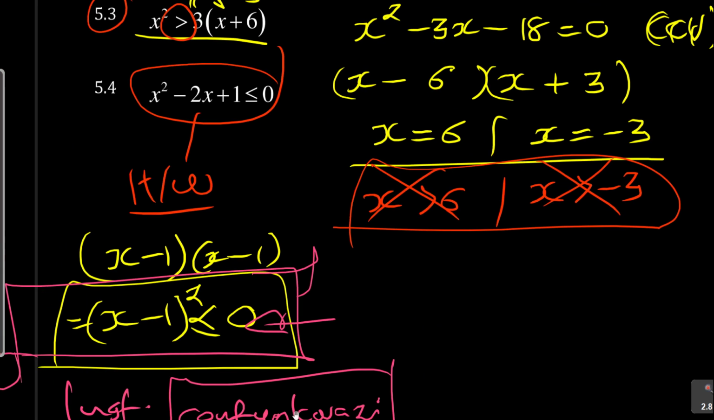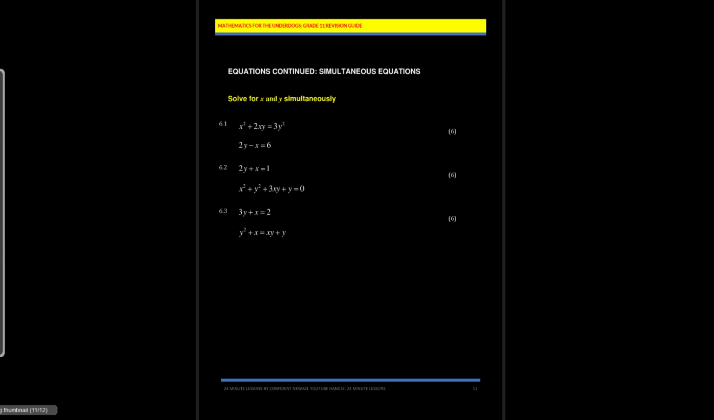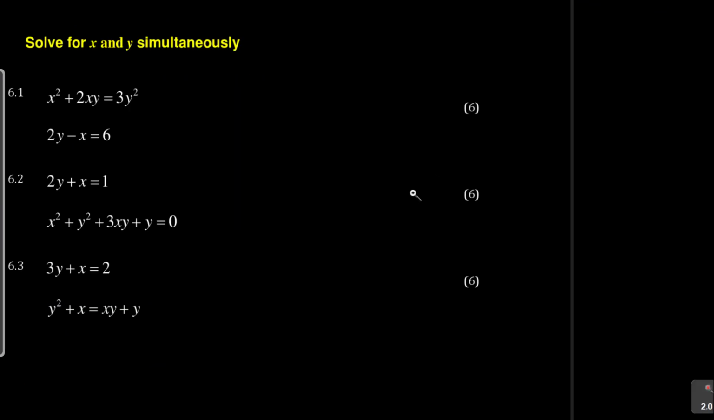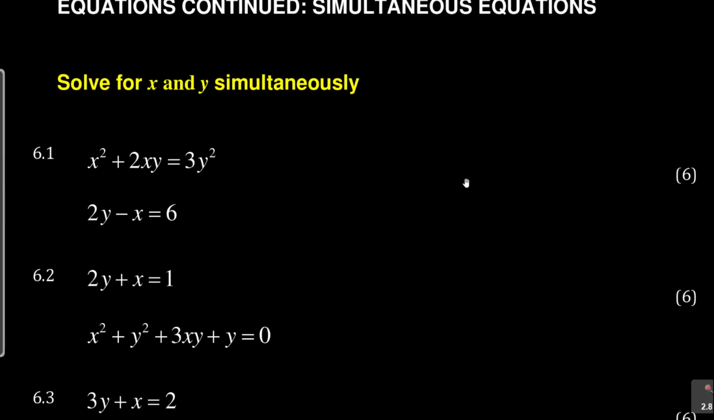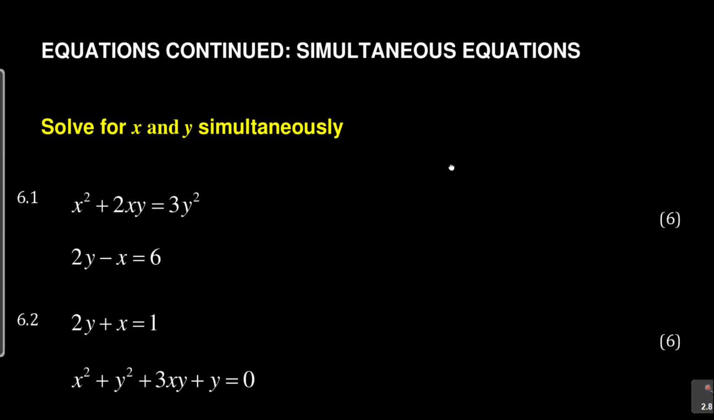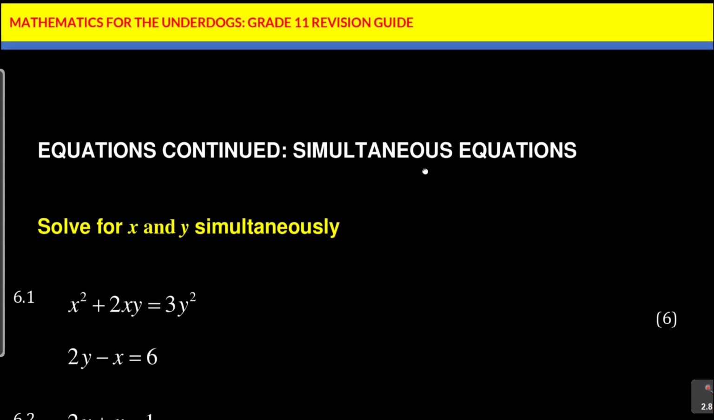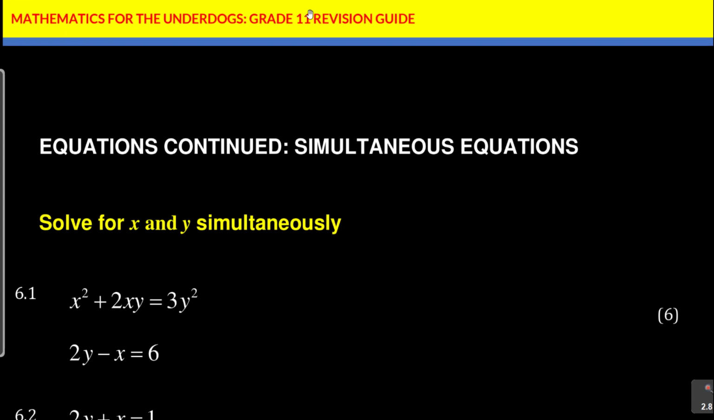So now we've come to the end of our lesson. Guess what is following? One of the topics that carries good marks, 6 marks. Simultaneous equations. Don't lose out. The next lesson is very vital. Don't lose out. It's simultaneous equations.